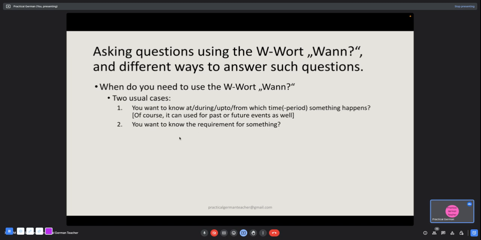And the second case is when you want to know the requirement for something. For example, when am I ready for a job? When can I apply for the job? When are you ready to speak German? A requirement, what are the requirements? Something like that.